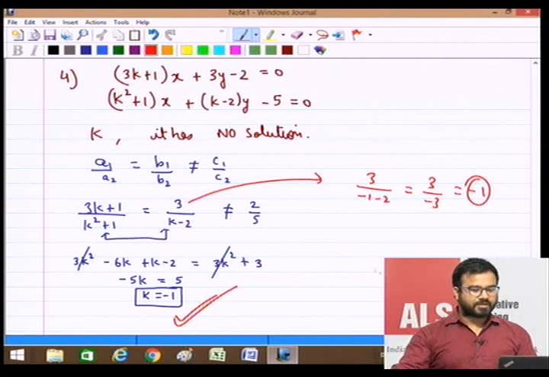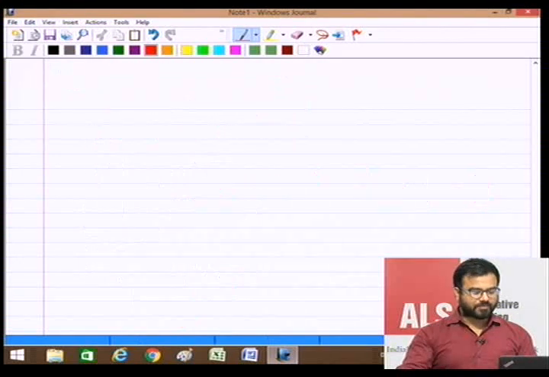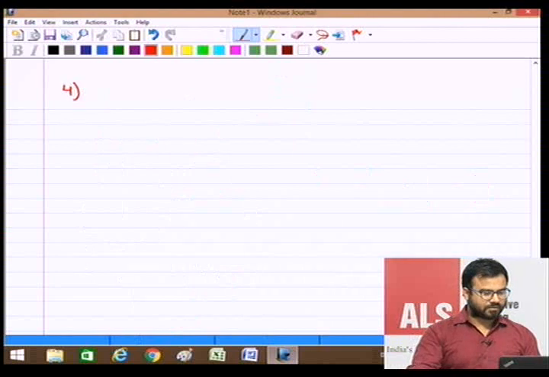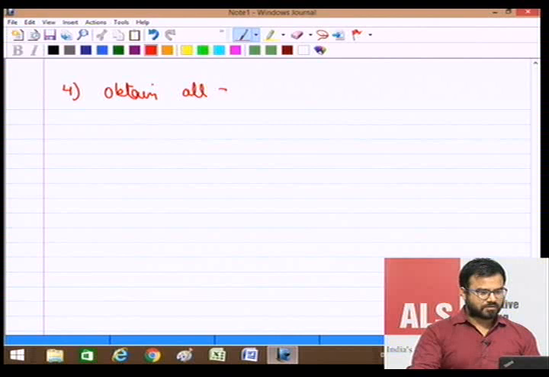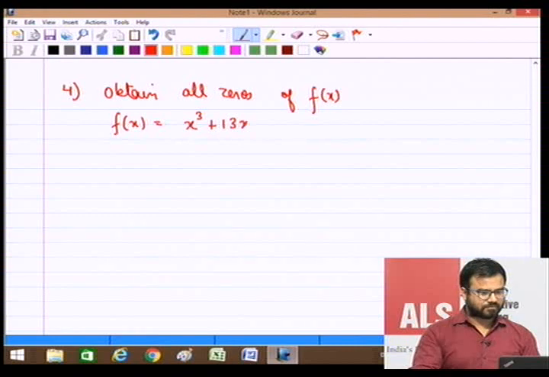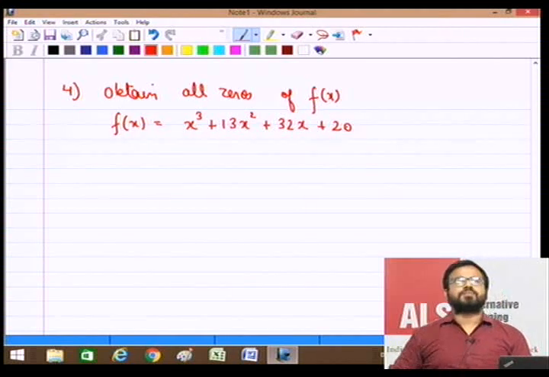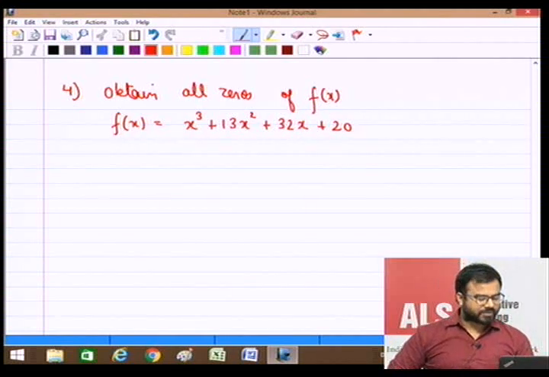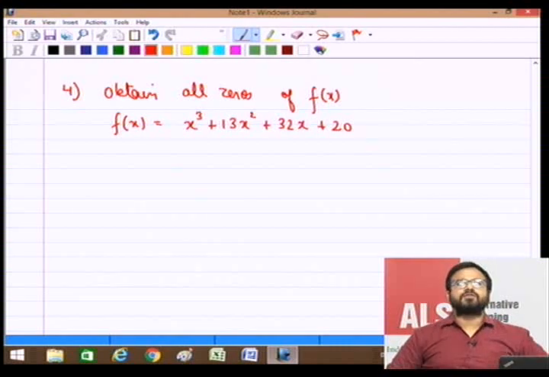Okay then. Now try one of the questions from polynomial. Obtain all zeros of f(x). f(x) is equal to x cube plus 13x square plus 32x plus 20. Find all zeros of this polynomial.